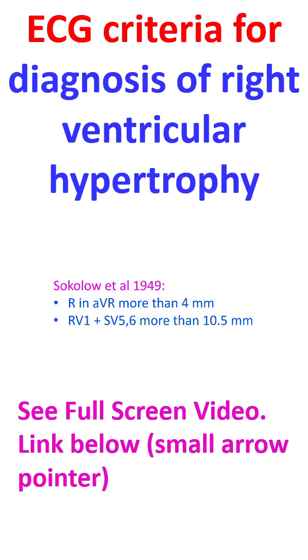All of us are quite familiar with the Sokolov et al. criteria for left ventricular hypertrophy. Criteria for right ventricular hypertrophy were also proposed by them in 1949. They were tall R in aVR more than 4 mm and RV1 plus SV5 or V6 more than 10.5 mm.